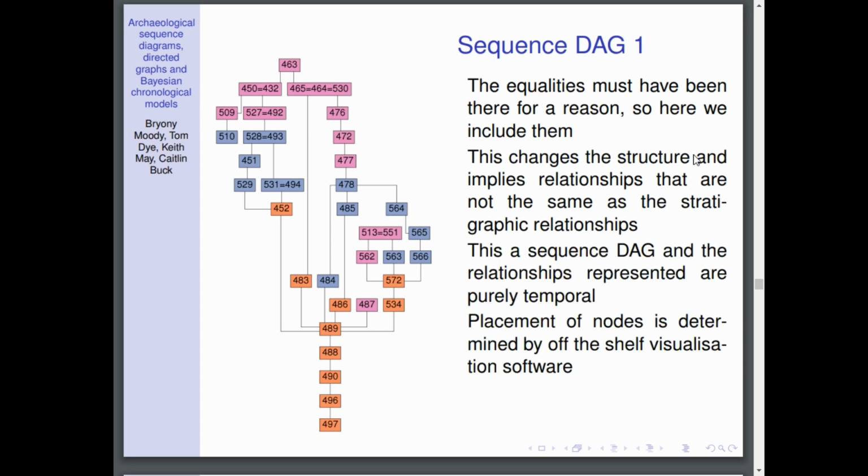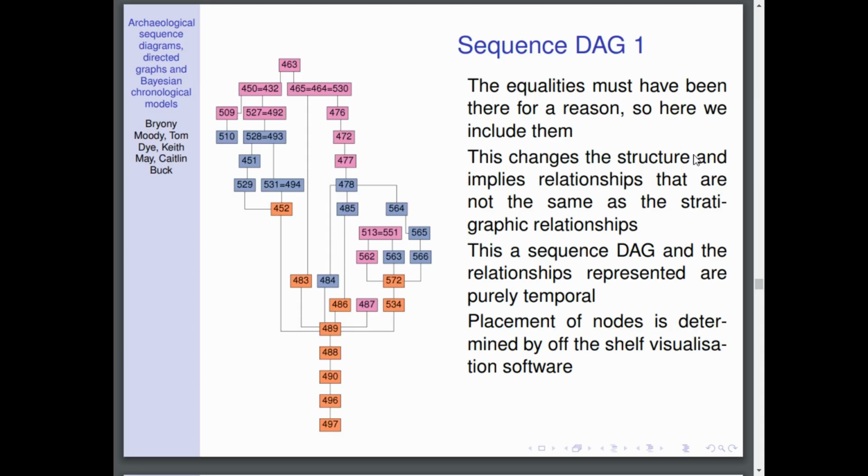So this is now what I'm going to call a sequence DAG, and I'll refer to this as sequence DAG 1 because there's more than one that we're going to look at. So the relationships here that are represented are now purely temporal. We're not representing physical relationships here. And the reason for this is that we're wanting to get to chronological modelling, so that's not an issue.